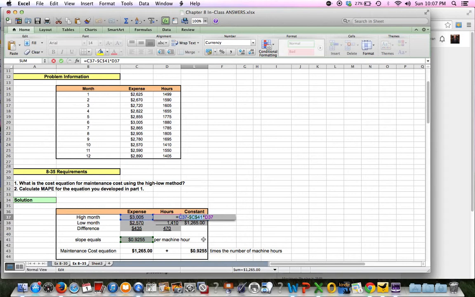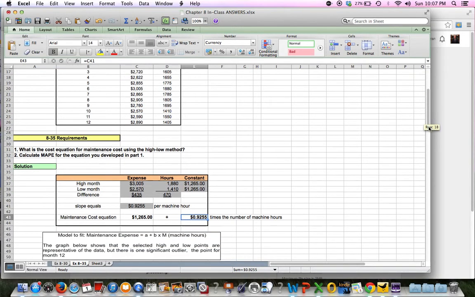And then my constant, you can see how I got my constant, is I took the expense, C37 minus C41, which is basically my formula down here, times D37, which is the hours. So this number right here, and basically this is dividing the change in expense divided by the change in hours, gives me my slope. And then with that number here, my maintenance cost equation is the 1,265 plus the 0.925 times the number of machine hours. And really it was that simple.